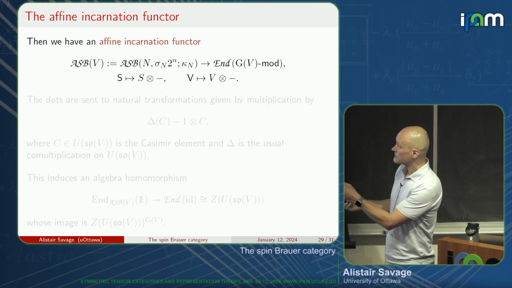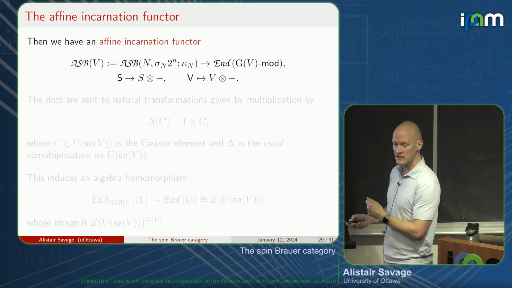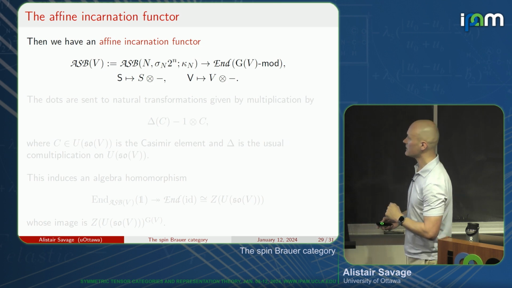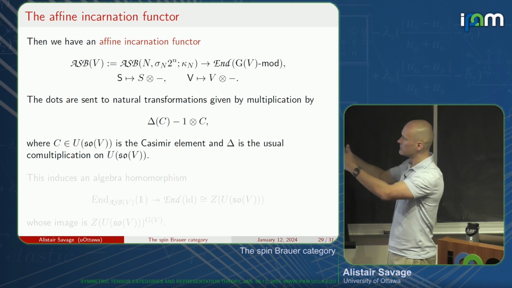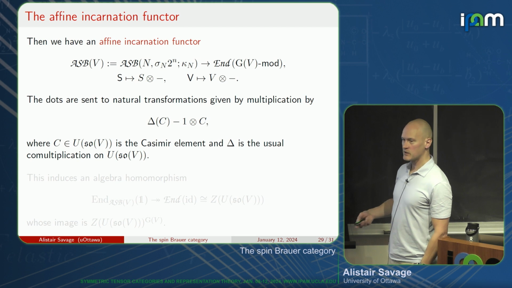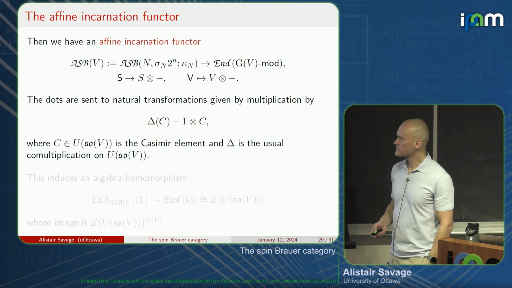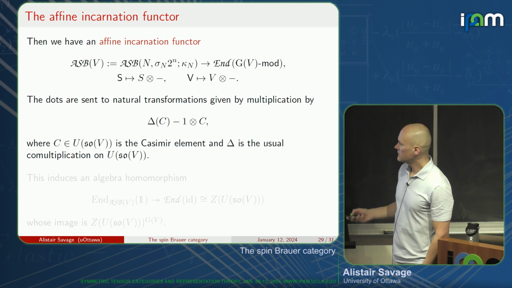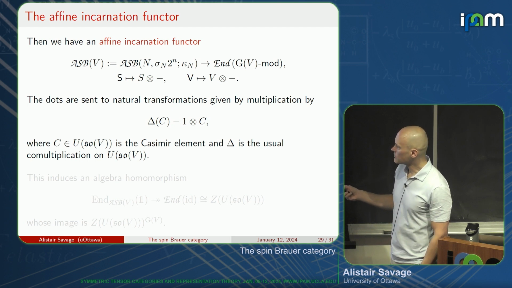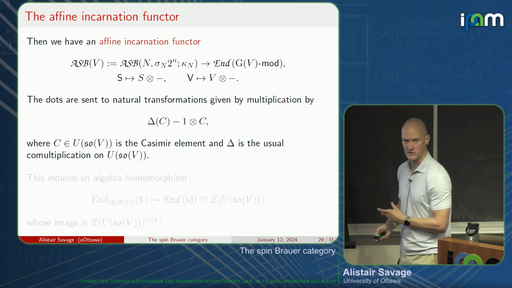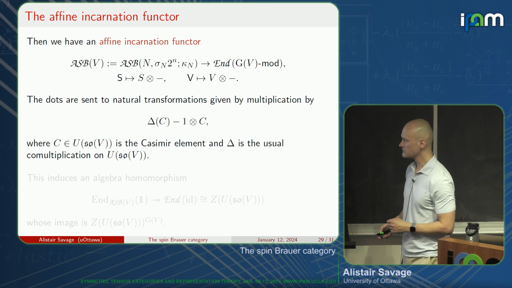So then the dots, which were endomorphisms of S and V, get sent to natural endomorphisms of these functors. What are those? They're similar to the things that appeared in affine Brauer and affine oriented Brauer. They're multiplication by something related to the Casimir element. So you've got this Casimir element in the universal enveloping algebra of SOV. You've got the usual co-multiplication. And so you take delta of C minus 1 tensor C, right? And that acts on these two factors, and that gives you your natural transformation that corresponds to the dot.